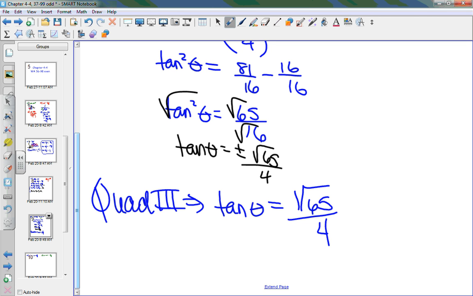Because I'm in quadrant 3. And in quadrant 3, sine is negative, cosine is negative, tangent is sine divided by cosine, negative divided by negative is positive. That makes sense? Okay, now are we good on that?